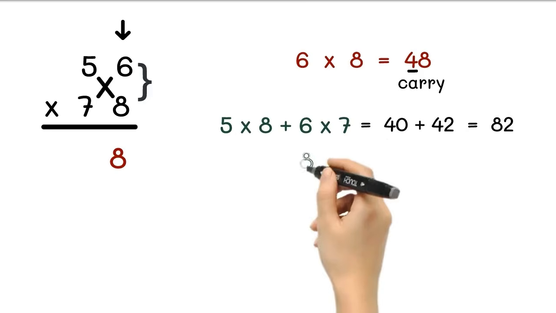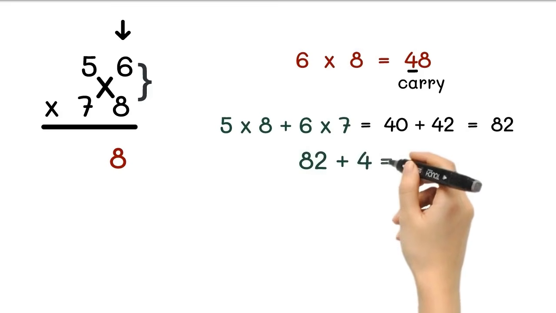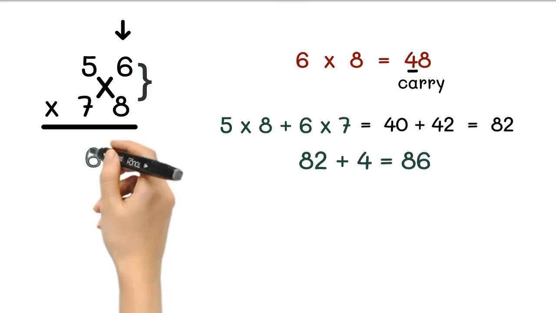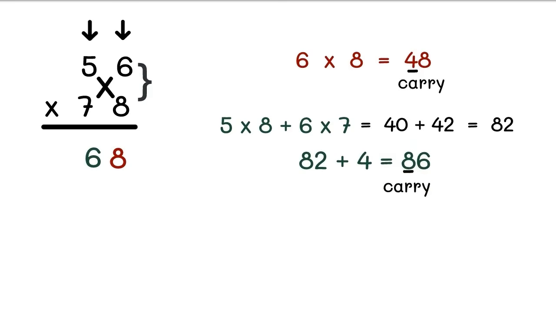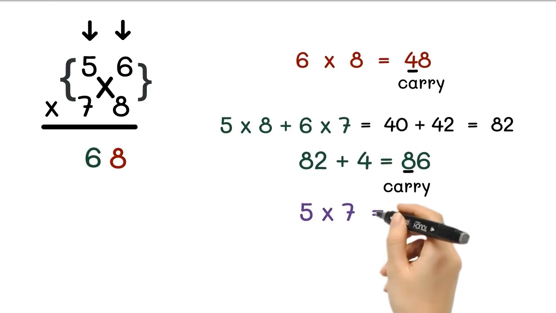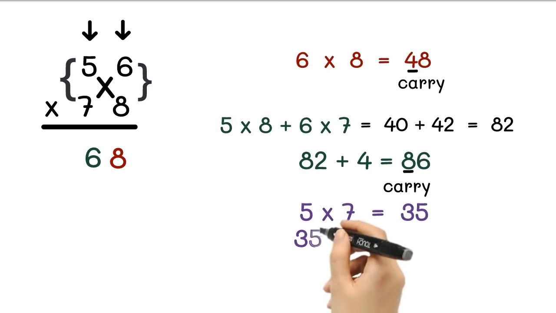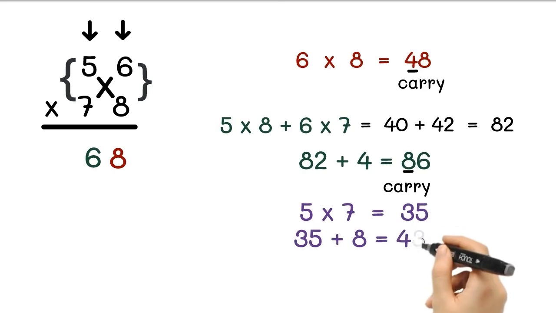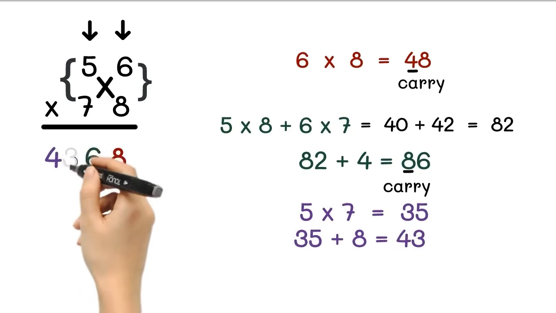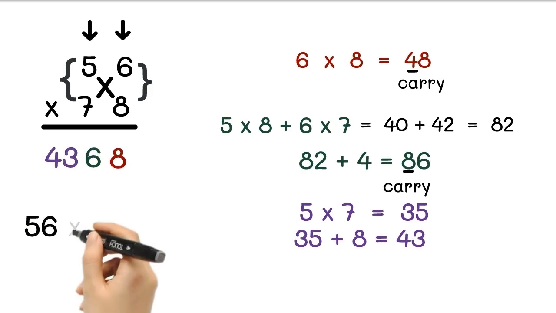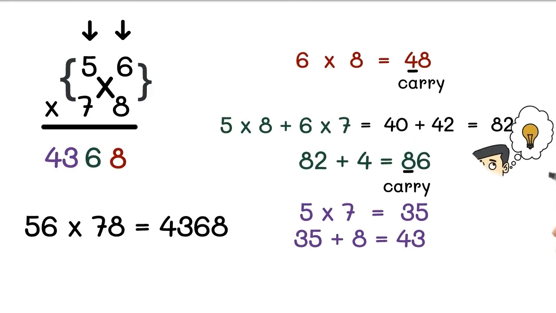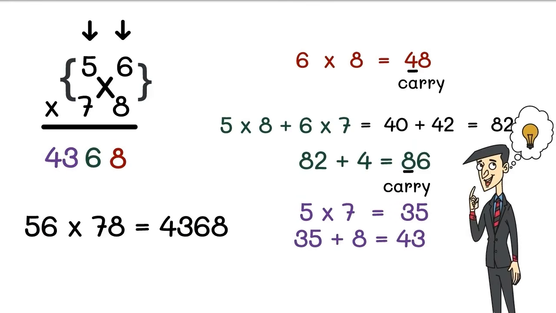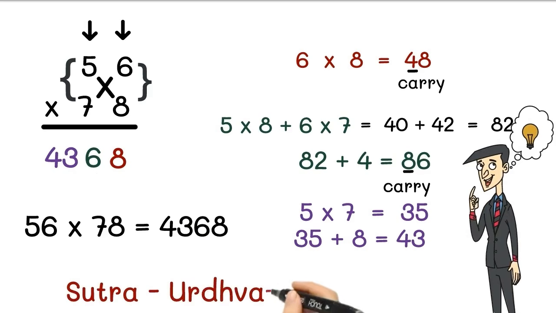Now add carry in this sum. 82 plus 4 equals 86. Keep this 6 here and 8 we need to take as a carry. In the last step, we need to focus on the leftmost digit. So 5 multiplied by 7 equals 35. Add carry in it. So 35 plus 8 equals 43. Write down this 43 here, and in this way we got the answer easily. 56 multiplied by 78 equals 4368. With a bit of practice, you can multiply numbers quickly and accurately using the sutra Urdhva Tiryakyam.